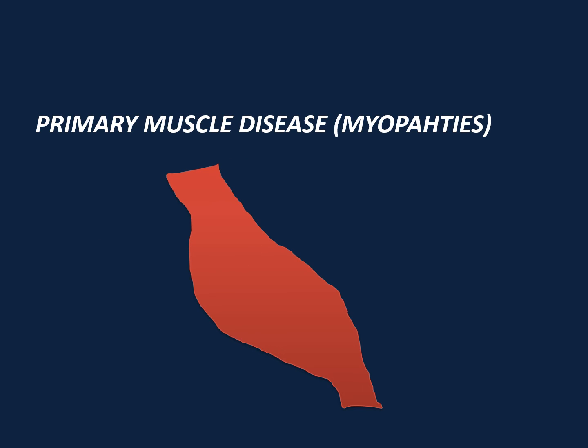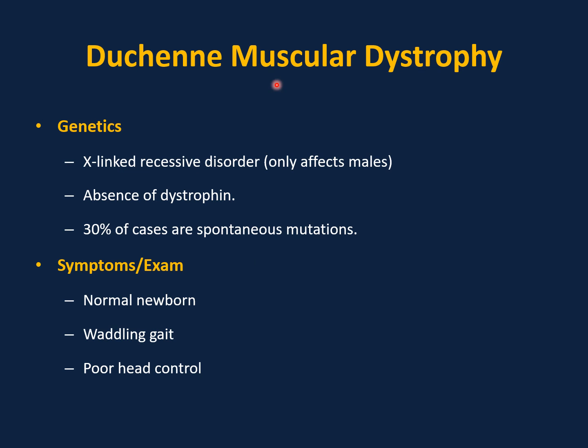Primary muscle diseases. Duchenne muscular dystrophy: the genetics of this disease is X-linked recessive disorder, only affects males, so it is incompatible with girls and only affects boys. The pathology is absence of the dystrophin gene. 30% of the cases are spontaneous mutations.